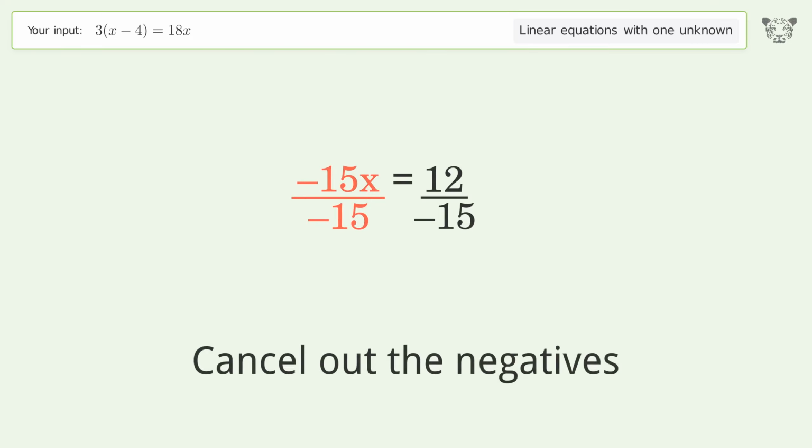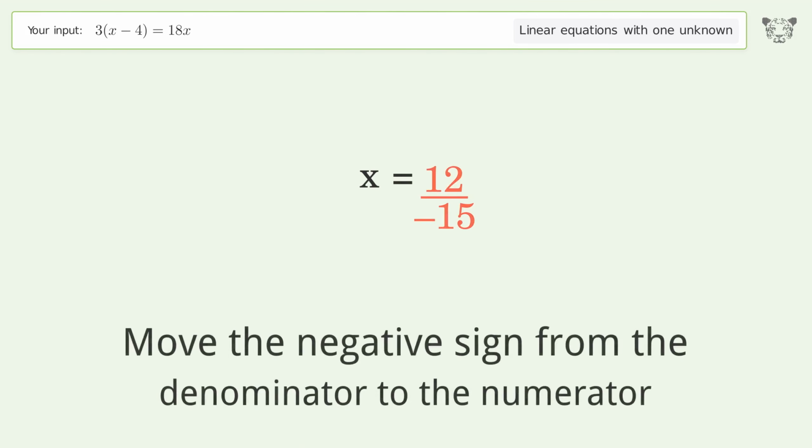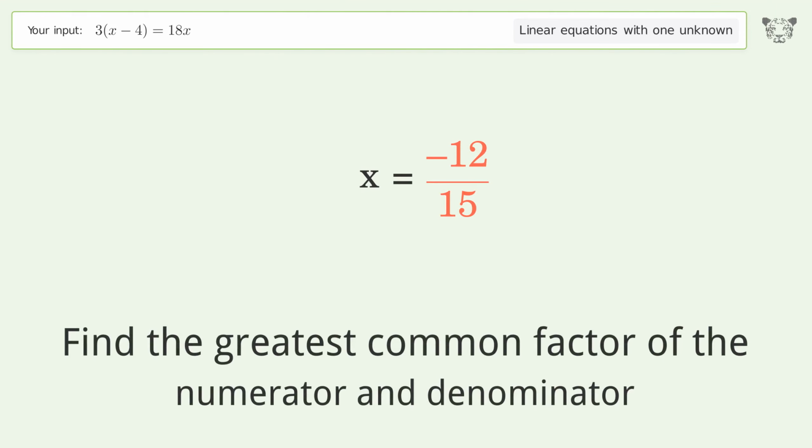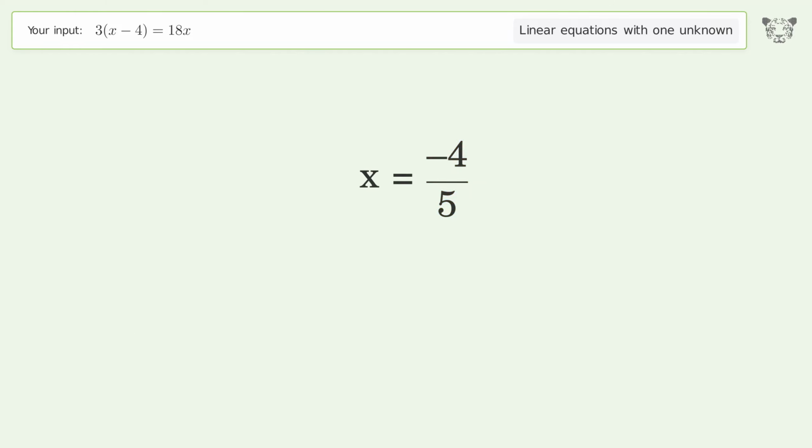Cancel out the negatives. Simplify the fraction. Move the negative sign from the denominator to the numerator. Find the greatest common factor of the numerator and denominator. Factor out and cancel the greatest common factor. And so the final result is x equals -4/5.